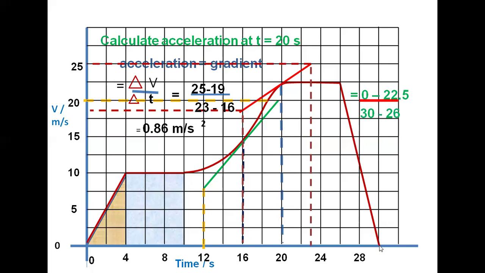time is 30. Each block is showing 2 seconds here on the x-axis. And this time is 26. So minus 5.6 meter per second square. This is rapid deceleration because this is a bigger value and it takes shorter time to decelerate here. There is a big change in velocity in short time.